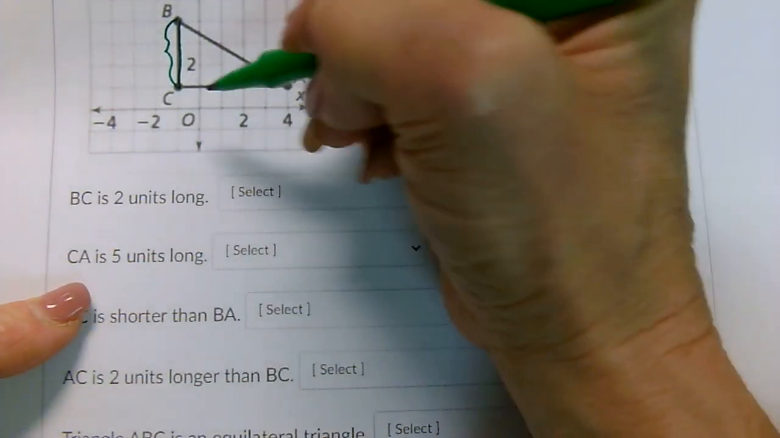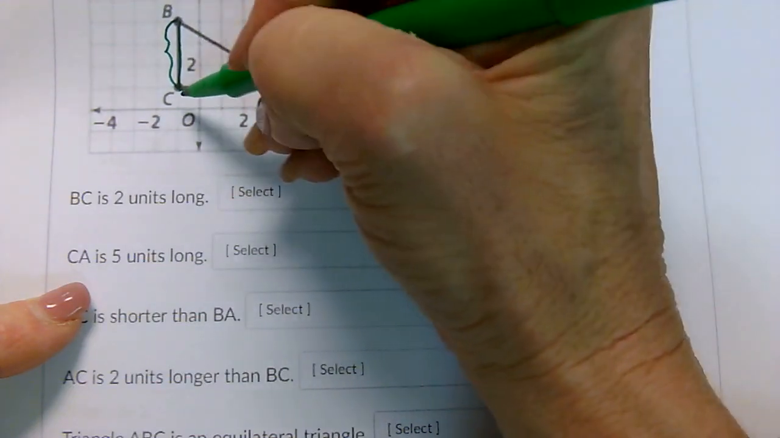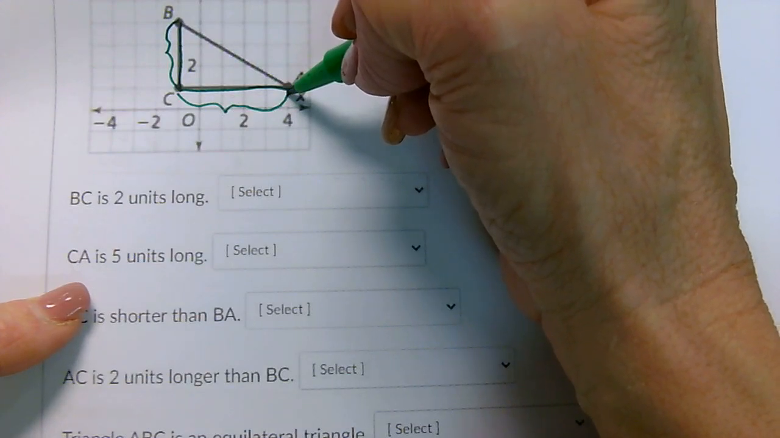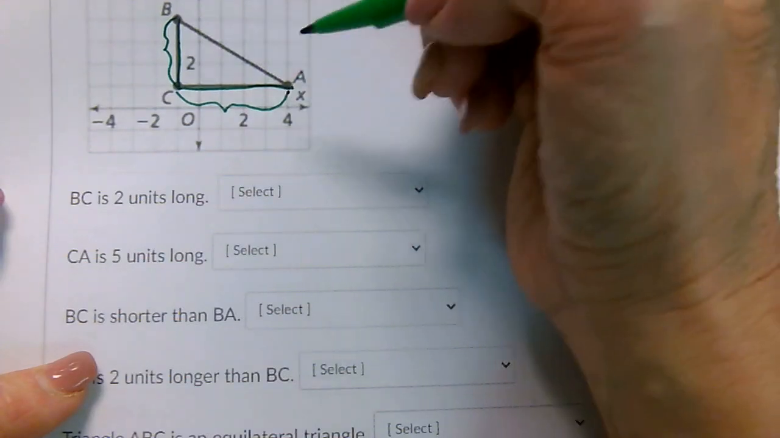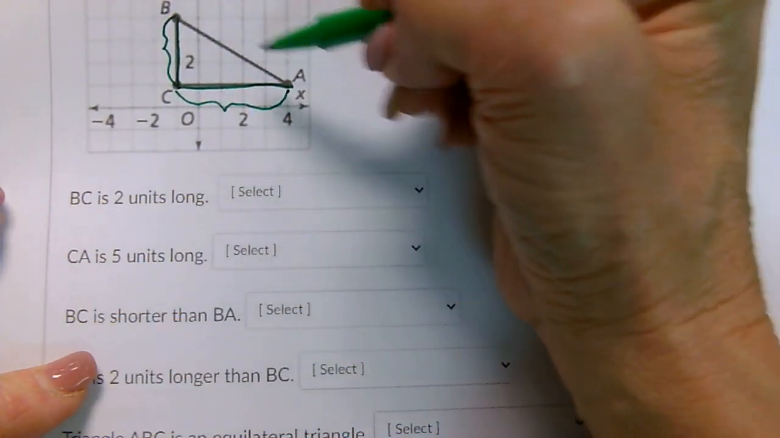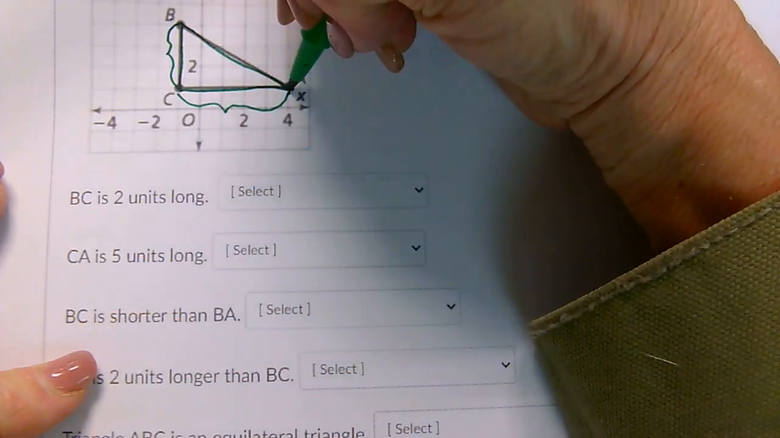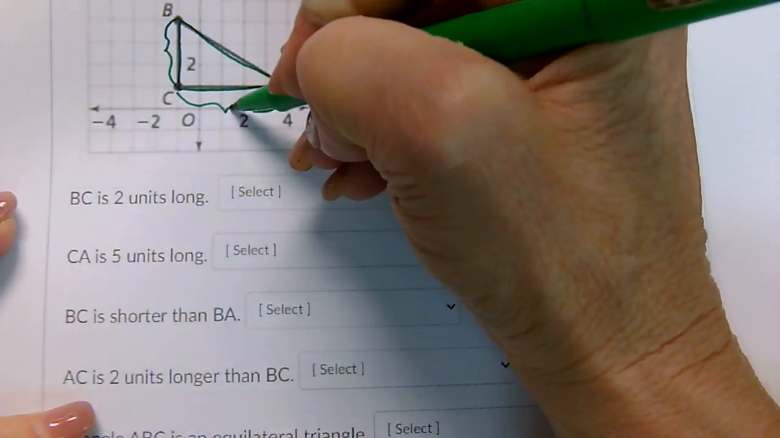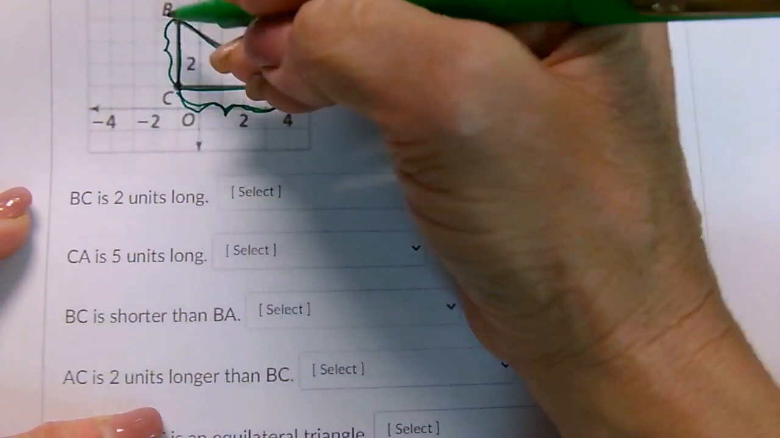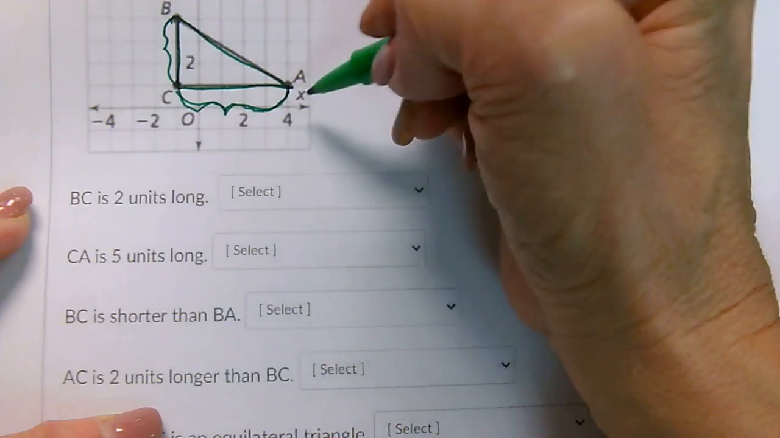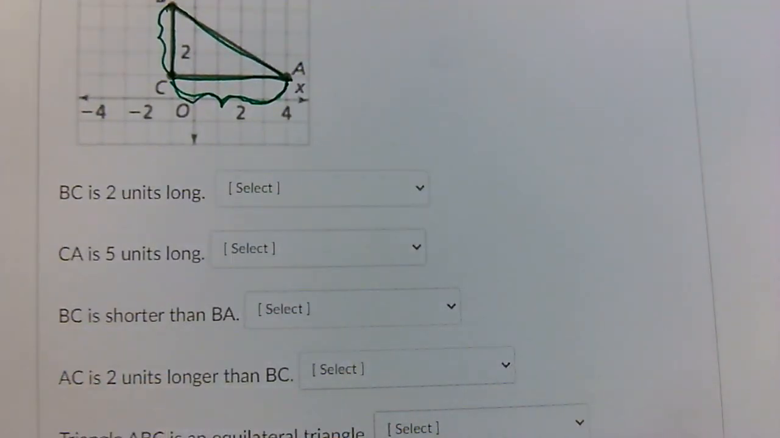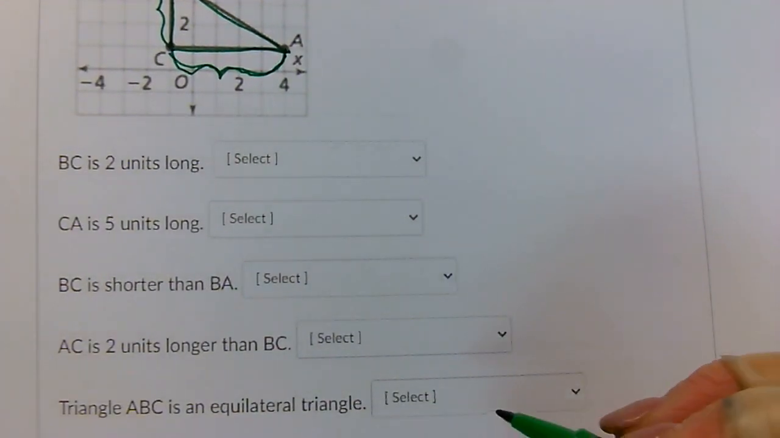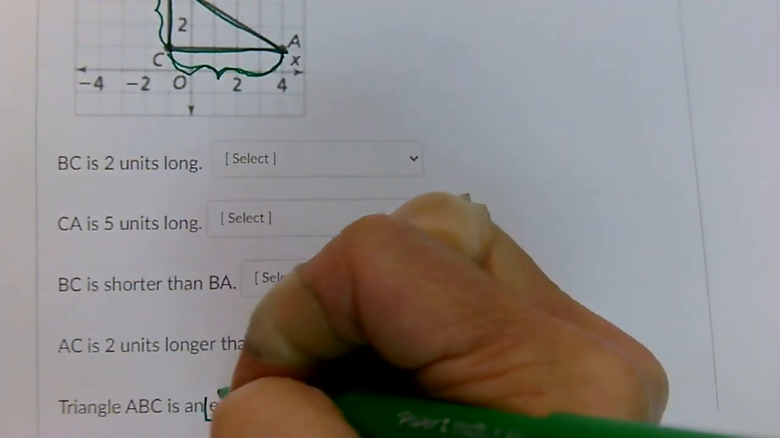CA is 5 units long. That is from here to here. True or false, or yes or no, is it 5 units long? BC is shorter than BA. Here is BC, and here is BA. AC is 2 units longer than BC. So you would subtract the difference and see. And then it says triangle ABC is an equilateral triangle. A reminder that equilateral means all sides have the same measure.